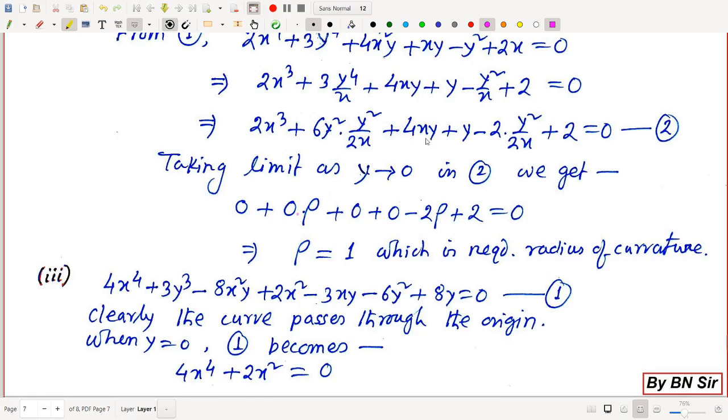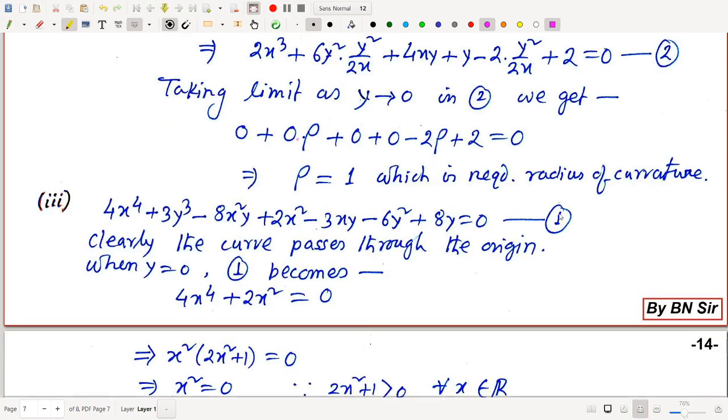And then 4 into 0 because y tends to 0. Then again y is 0. Then 2 into y square by 2x. This limit of y square by 2x is rho, twice rho, plus 2 equal to 0. So what do you get? Twice rho equal to 2. If we change sides, 2 rho equal to 2 means rho equal to 1, which is the required radius of curvature.